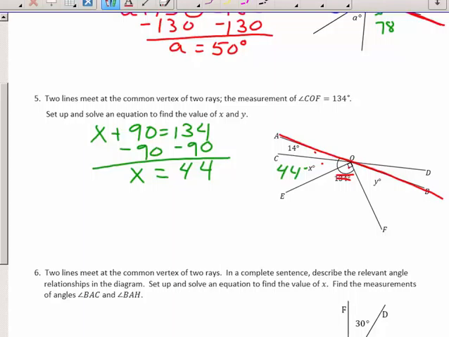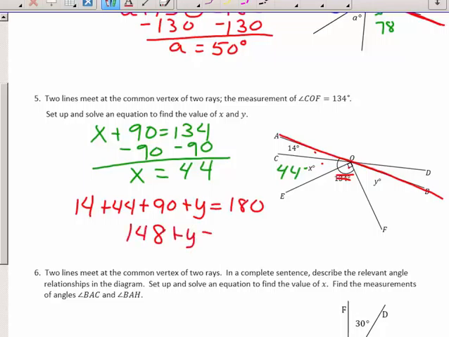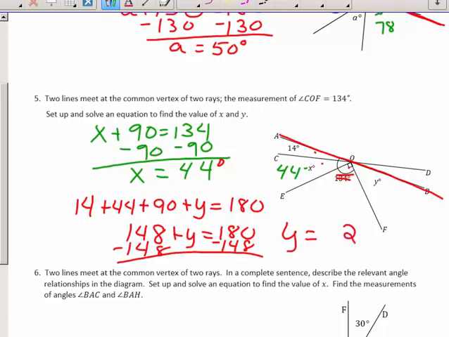So I'm going to add those up. So we have 14 plus 44 plus 90 plus Y equals 180 degrees. So I'm going to put those together. That's going to give me 148 plus Y equals 180 degrees. Subtract. Let's put my answer over here. So I get Y is going to be 32 degrees. I hope that's correct. I hope.